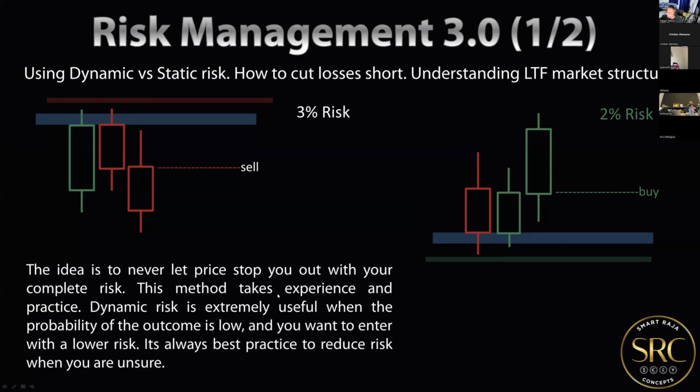Dynamic risk is extremely useful when the probability of outcome is low and you want to enter with a lower risk. It's always best to practice reduced risk when you're unsure. Whenever you think that price can go in your favor, but you're not fully confident, then you can use dynamic risk, because you want to go in slowly, low risk, see how it goes, then add risk more, then add risk, and that's how you do it.